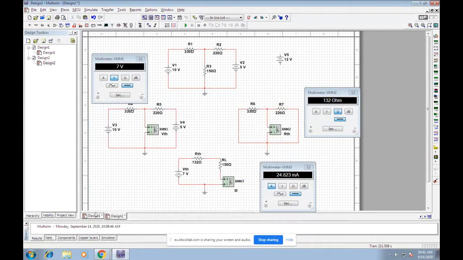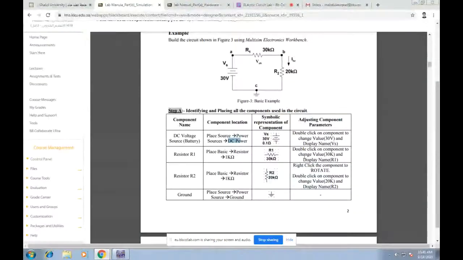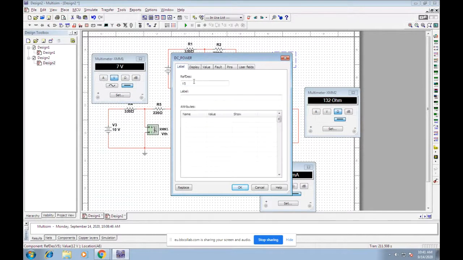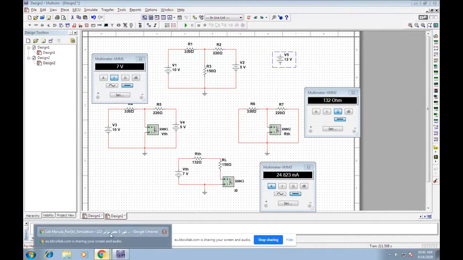Understand? So next, it asks what is the symbol. You know the symbol is like this, plus minus. And adjusting component parameters: how to adjust the component parameters? Double click on the component to change the value to 30 volts and the display name to VS. So you double click, you can change the value as per the circuit, and you can change the label for the name. This is the explanation about table 1.